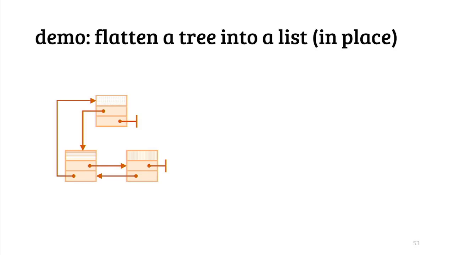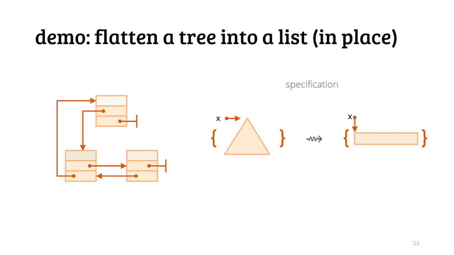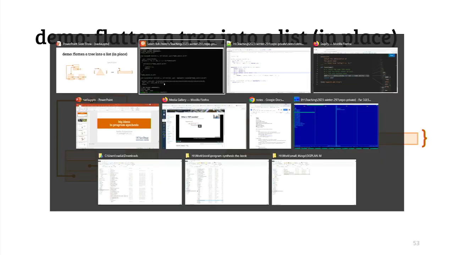This is a little bit tricky to figure out by yourself. It's not a trivial program, but you can use a synthesizer to give you this program by giving it a specification that says, in the pre-state, I have a tree at this pointer, and in the post-state, I want to have a double linked list at this pointer. The same pointer. This is how it's going to be in place. And I just wanted to show you how our synthesizer does that.